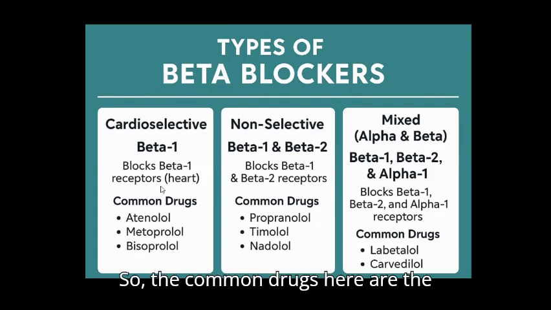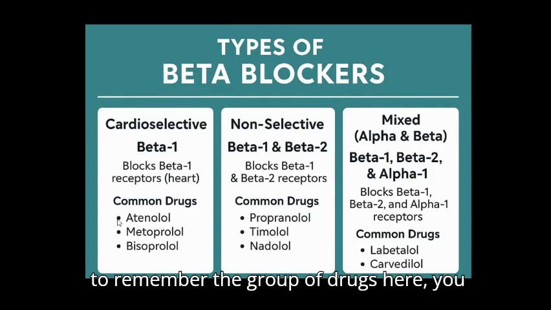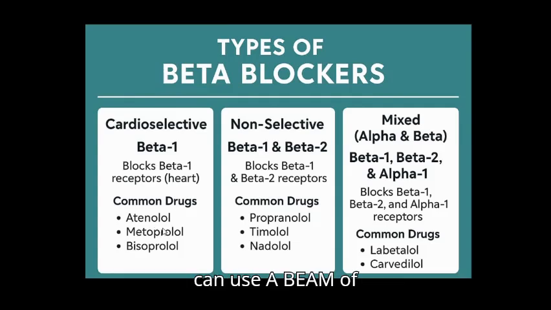Okay, so the common drugs here are Atenolol, Metoprolol, Propranolol. If you need a mnemonic to remember the groups of drugs here, you can use A BEAM of Cardioselective. A stands for Atenolol, B stands for Propranolol, E stands for Esmolol, A stands for Carvedilol, then M stands for Metoprolol.